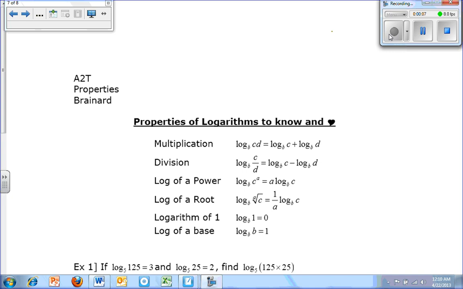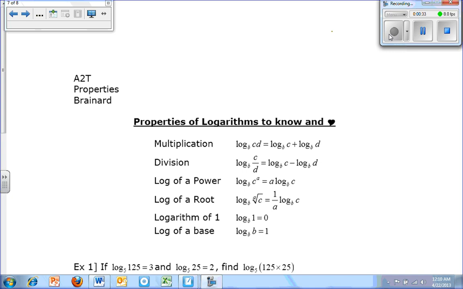Welcome back. Today is day 2 of the logs. And remember, yesterday we talked about logs and that they are just an exponent. The simple definition of a logarithm is an exponent. And yesterday we spent some time going back and forth between exponential and logarithmic forms.